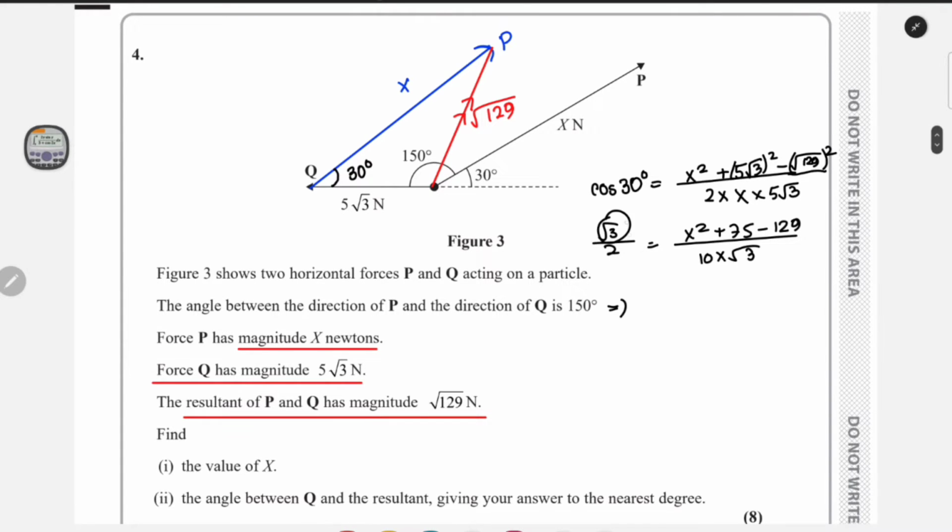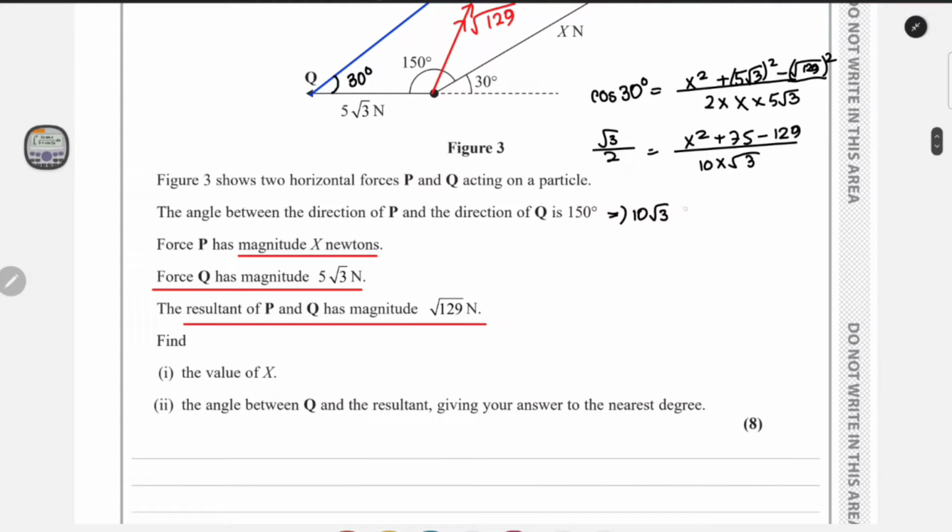So if we cross multiply, we'll have 10x into root 3 squared, so that will be 10 into 3x, and on this side we'll have 2 times x squared plus 75 minus 129. 75 minus 129 is minus 54, and times 2 you'll get minus 108. So this will be 2x squared minus 30x minus 108 equals 0. If we solve this, we'll get the values of x: 18 or minus 3. x cannot be negative here, so x is 18.